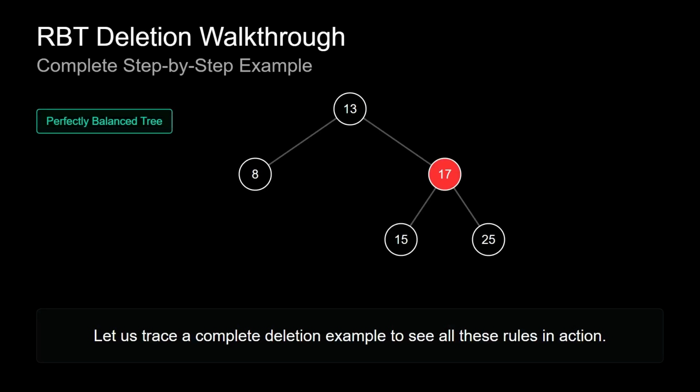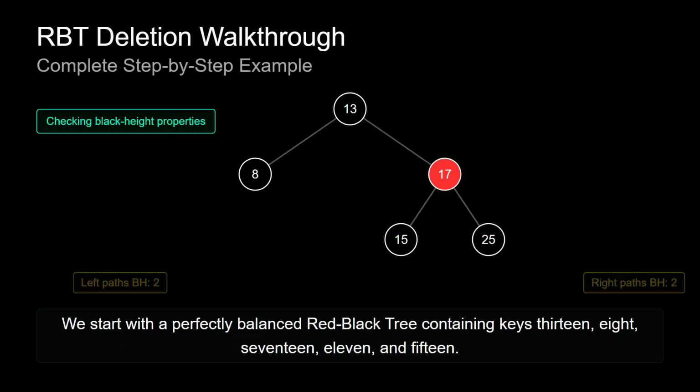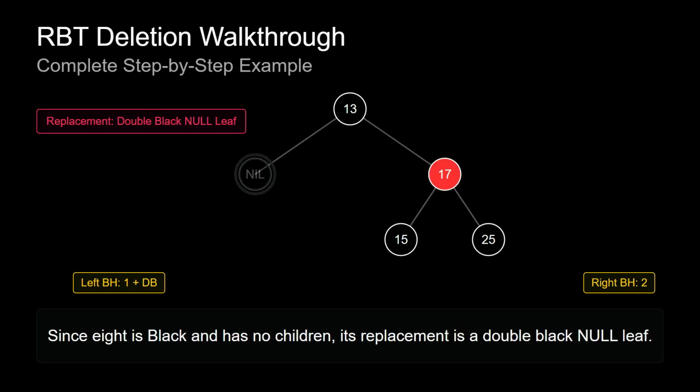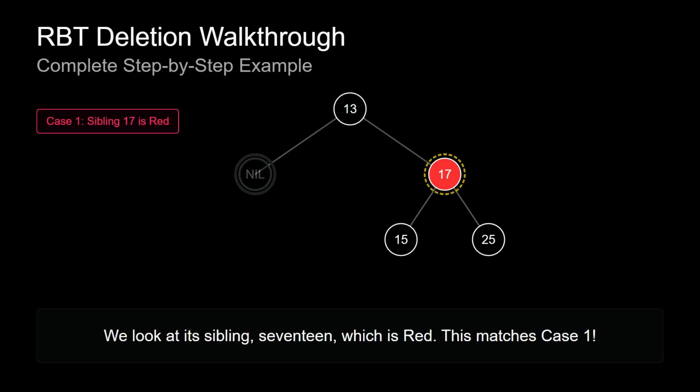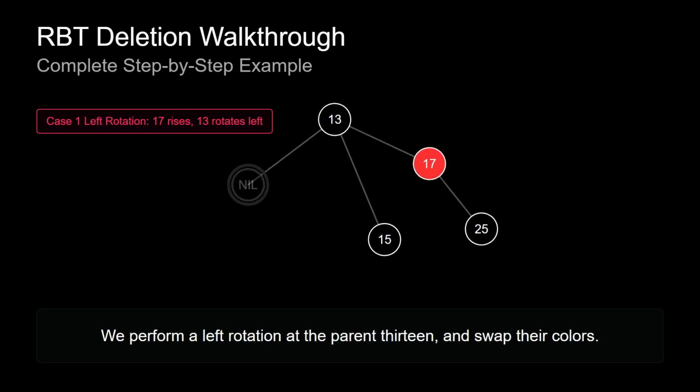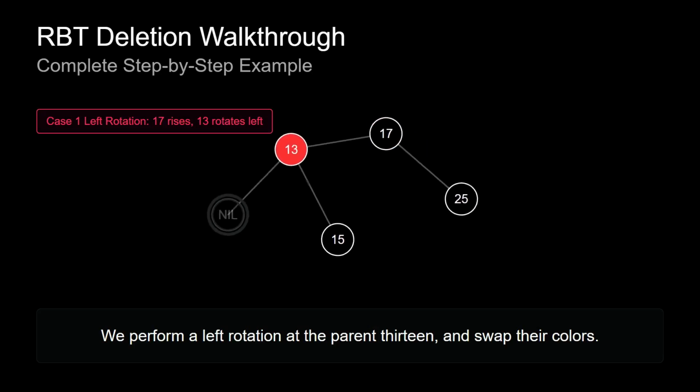Let us trace a complete deletion example to see all these rules in action. We start with a perfectly balanced red-black tree containing keys 13, 8, 17, 11, and 15. Suppose we delete the black leaf node with key 8. Since 8 is black and has no children, its replacement is a double black null leaf. We look at its sibling, 17, which is red. This matches case 1. We perform a left rotation at the parent 13 and swap their colors.